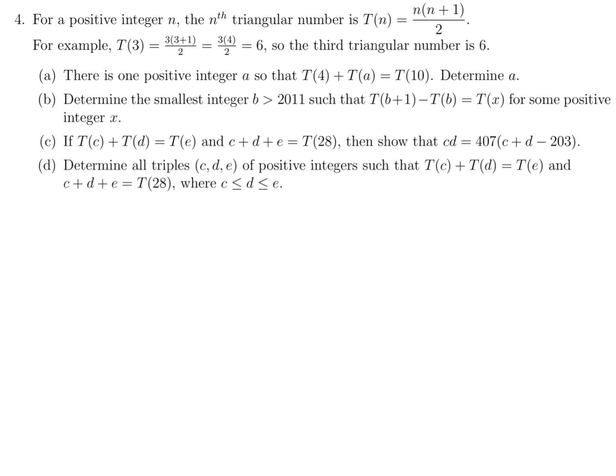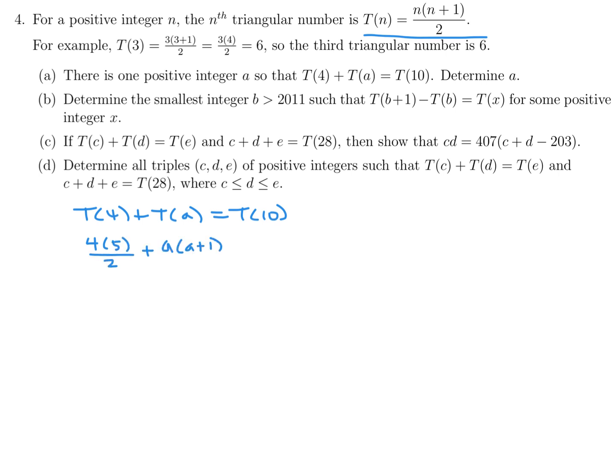All right, so we'll use the standard definition throughout the question. So we have T4 plus Ta is equal to T10. So, using our definition, it's 4 times 5 over 2 plus a times a plus 1 over 2 is equal to 10 times 11 over 2. So solving, we get a times a plus 1 over 2 is equal to 55 minus 10, which is 45. So that means a times a plus 1 is equal to 90.